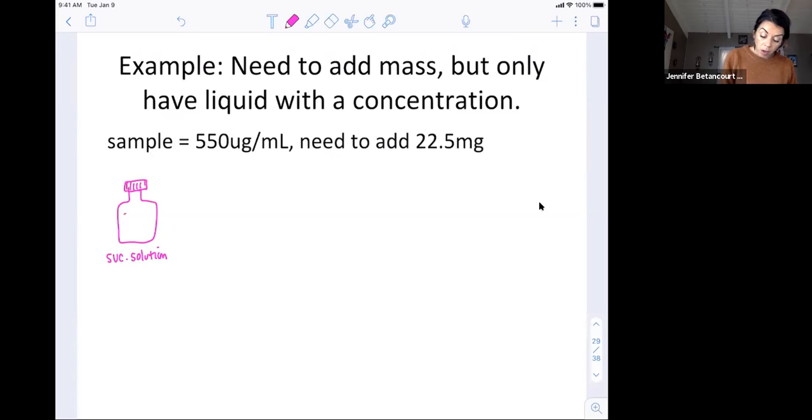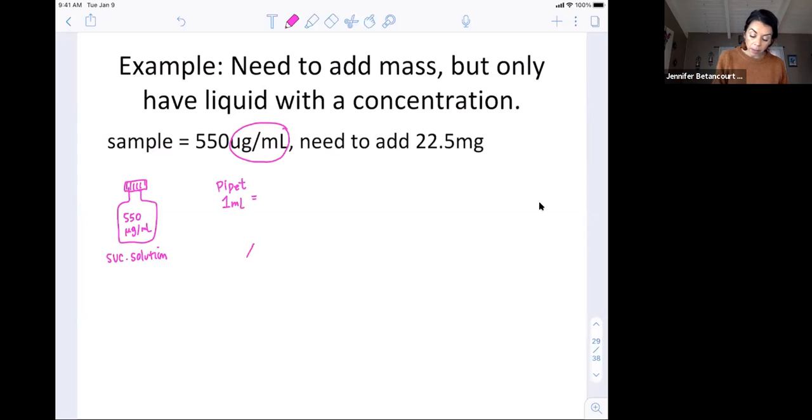Okay. The concentration of it is 550 micrograms per milliliter. So we're going to draw back to really think about what this means. What this means is every time you set your pipette to 1 milliliter, if you had a magic scale that could weigh just the sucrose molecules in that pipette tip.